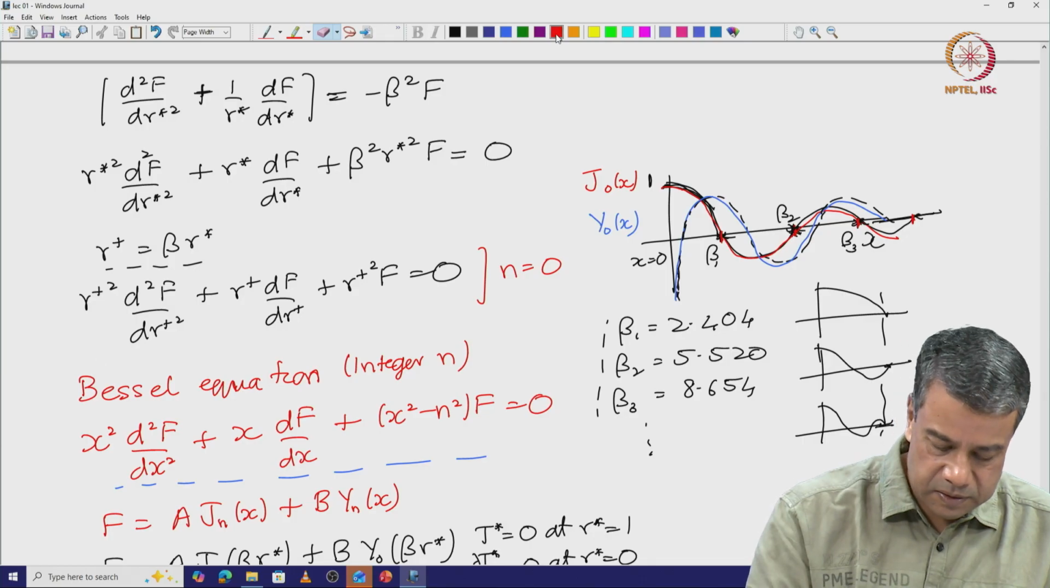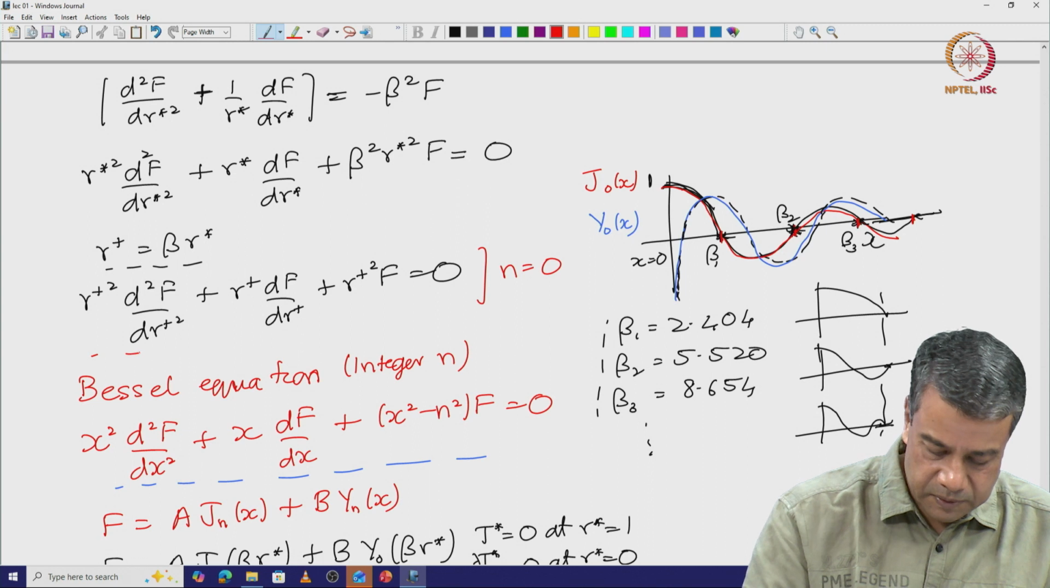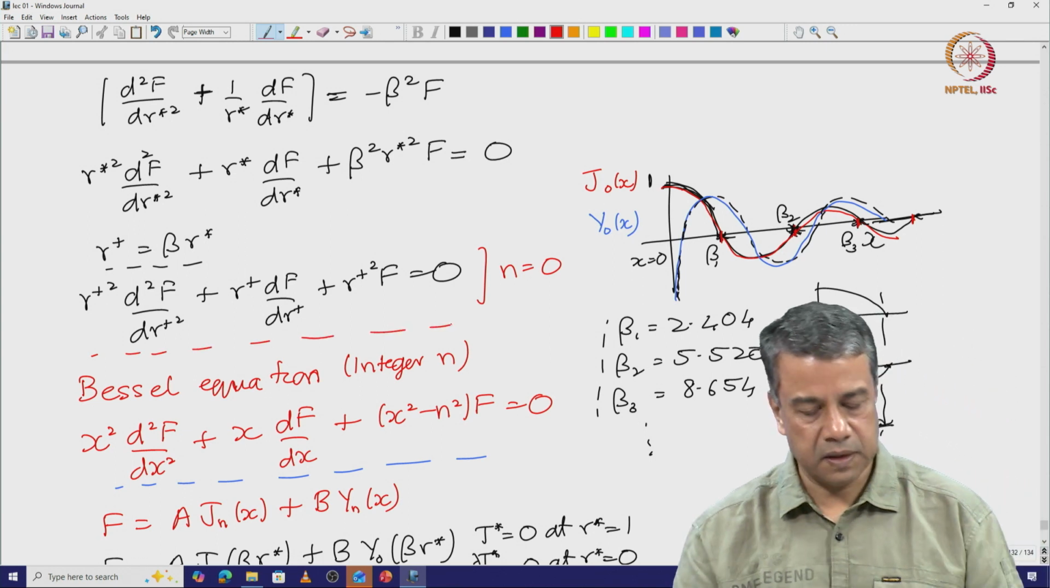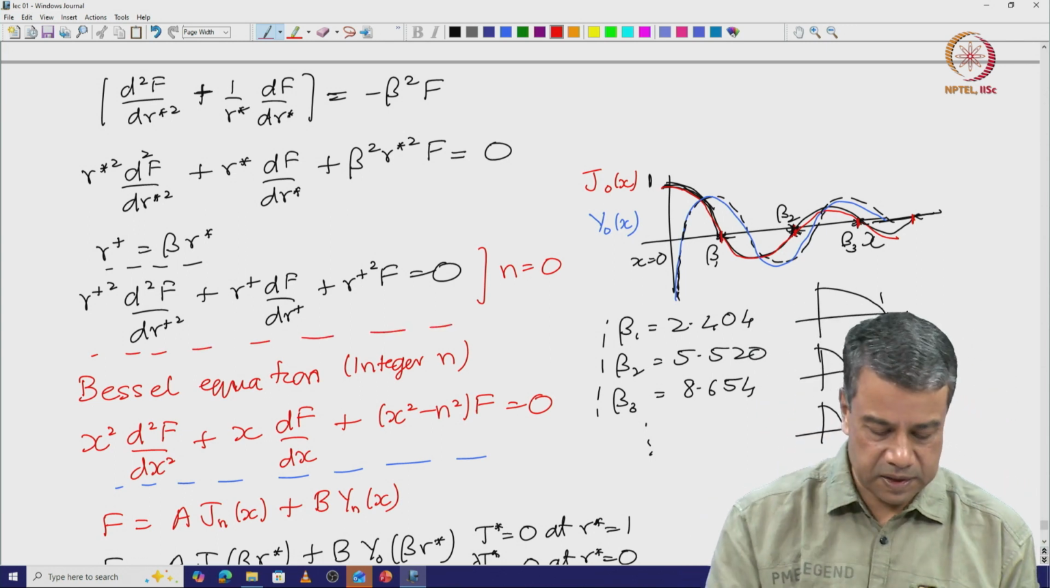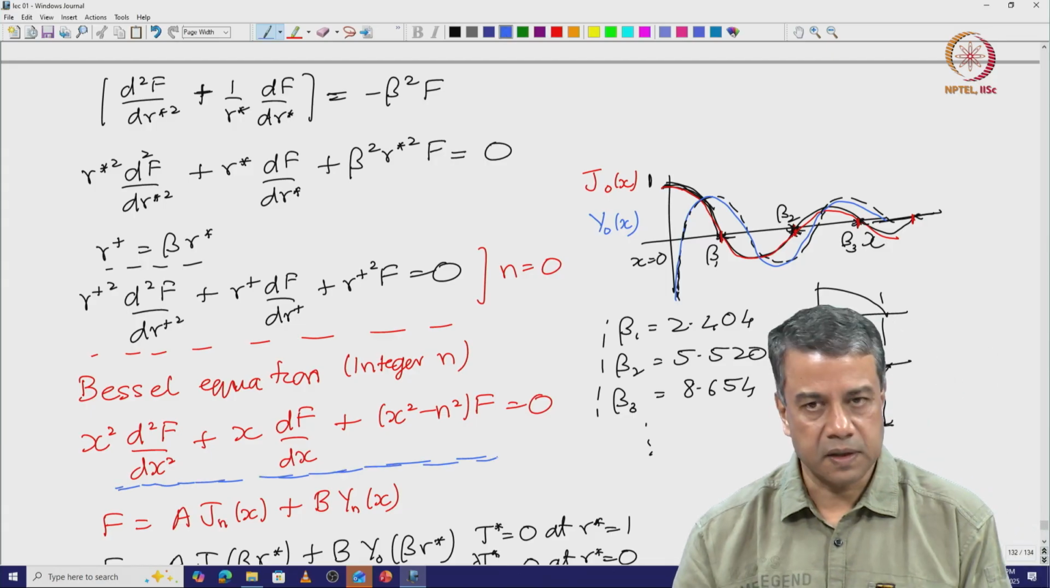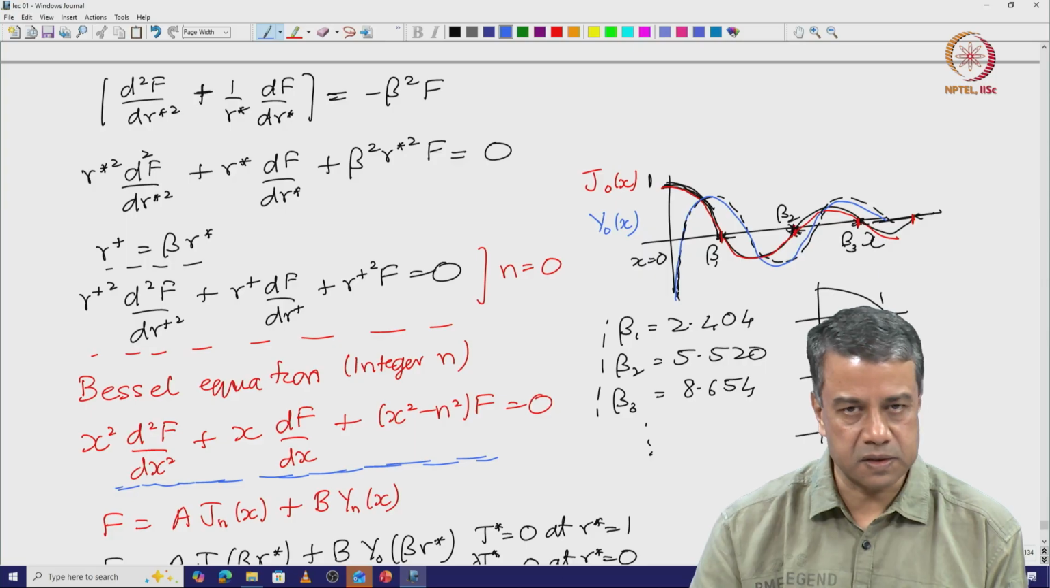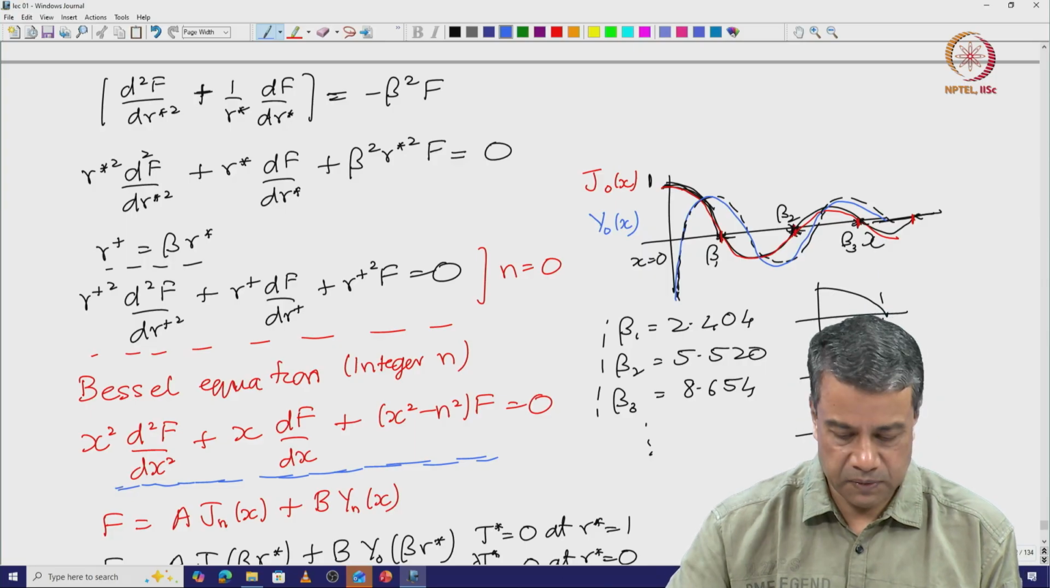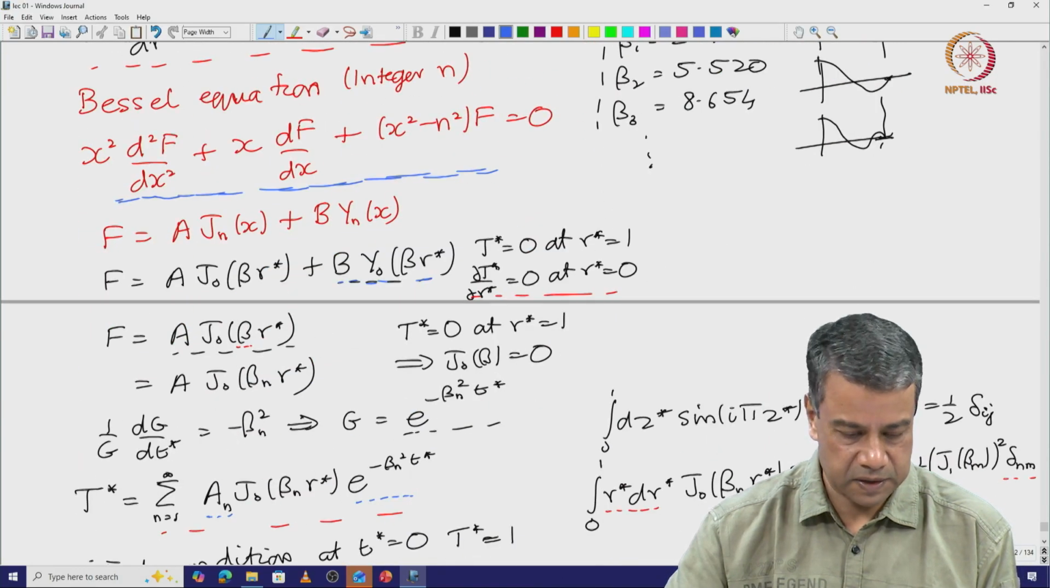The Bessel functions are solutions of this Bessel equation. For n is equal to 0, the general equation for the Bessel function is this one. And for n is equal to 0, it reduces to this, and therefore, the solution we got was in the form of Bessel functions.